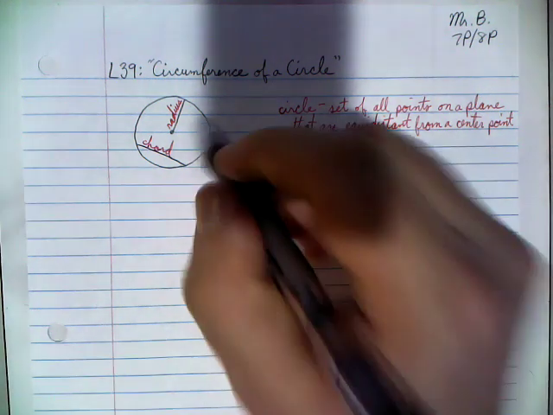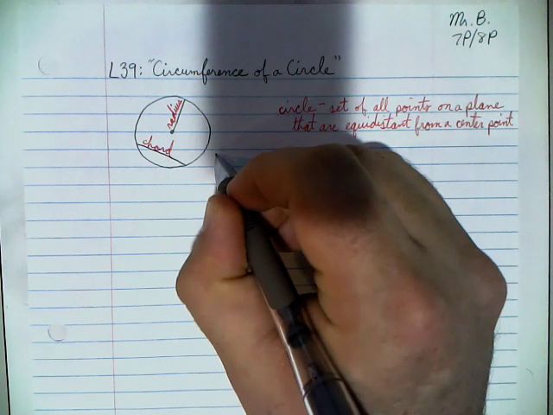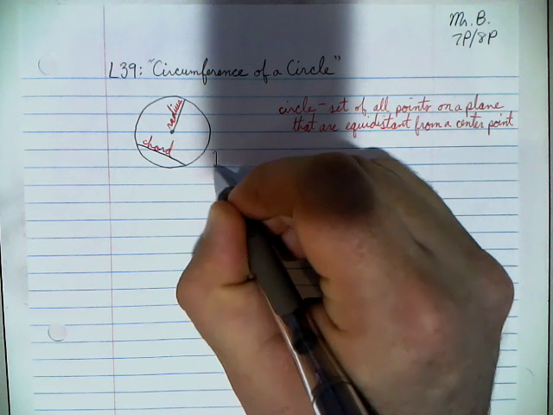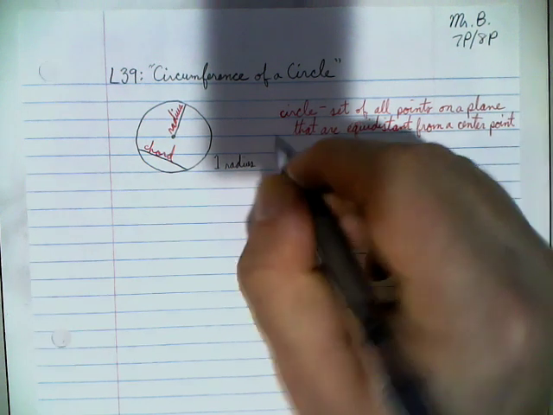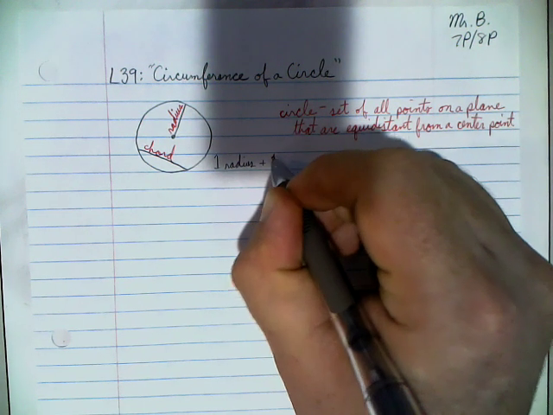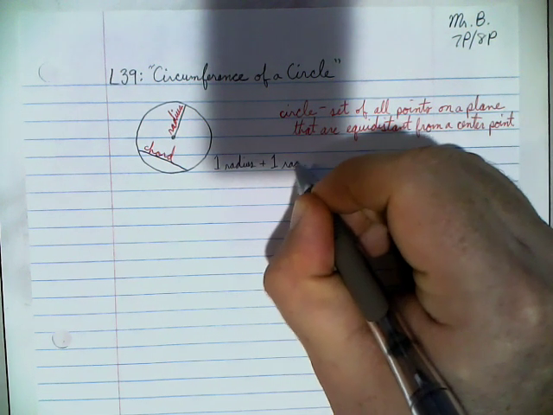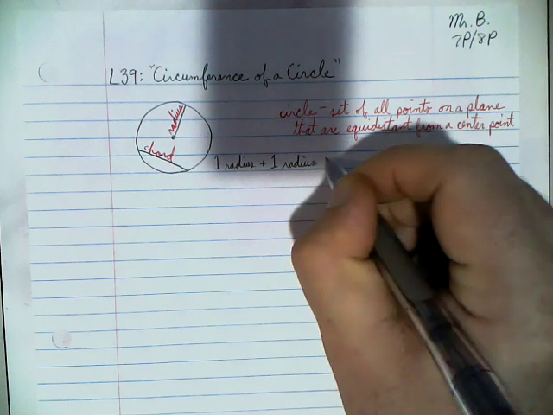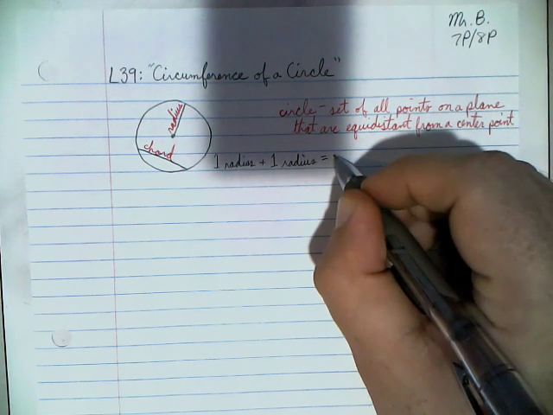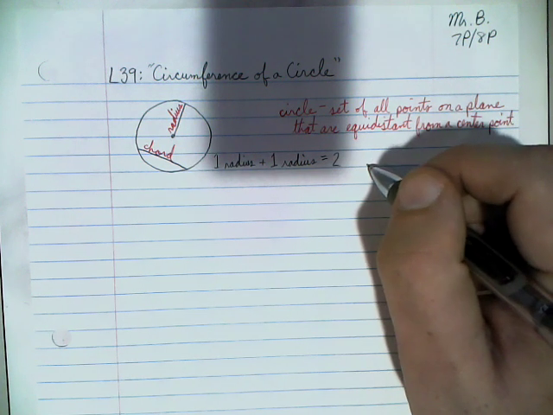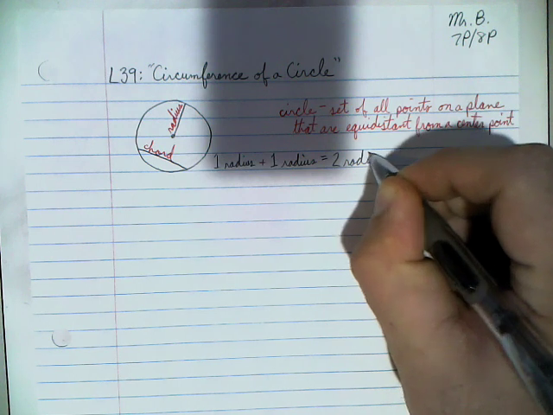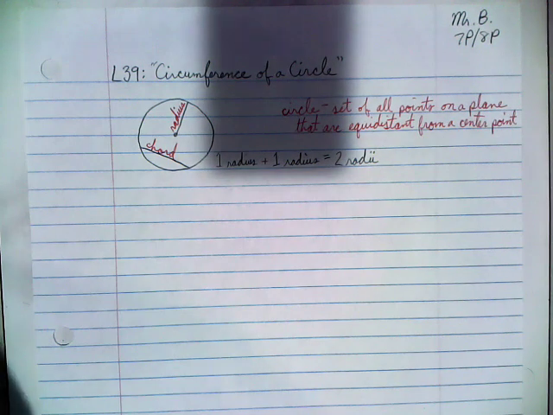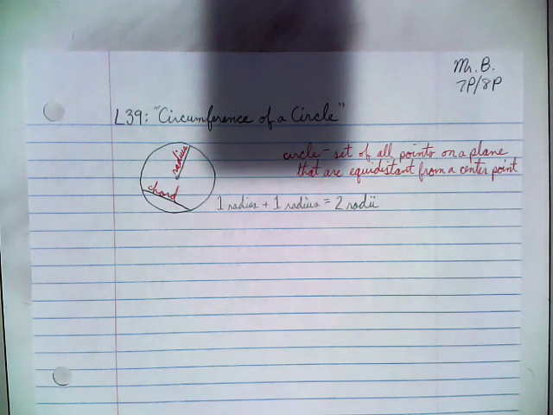sorry, I want to backtrack here. Sorry, I forgot for the radius. Real quick here. Let's say you have one radius, and you put that together with a second radius. You would say that we have two, not radiuses, but radii. Sorry about that, I forgot to mention that. So the plural of radius is radii. Okay, so back to the chords.